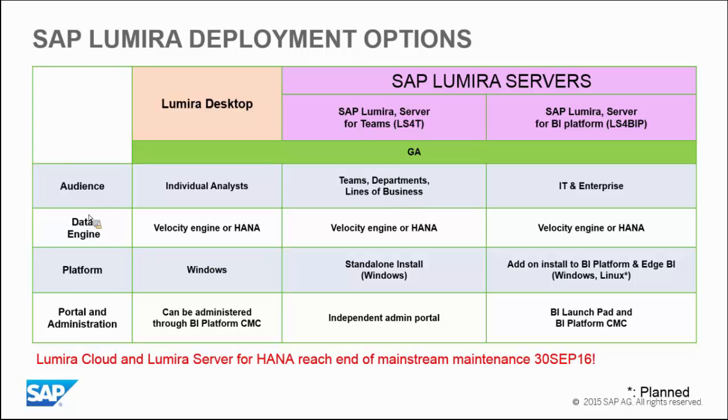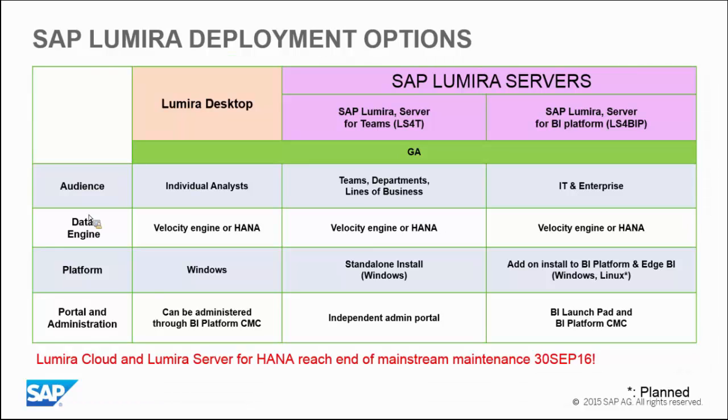Another important thing I would like to highlight is that as part of the Lumira deployment, we have three options. One is, of course, the Lumira desktop, which is meant for individual users. And for the servers, we have Lumira Server for Teams or Lumira Server for BI platform. The Lumira Server for Teams is meant for departments and lines of business where a subset of users within the organization wants a standalone system to share content and collaborate, whereas Lumira Server for BI platform is targeted for enterprise deployment.